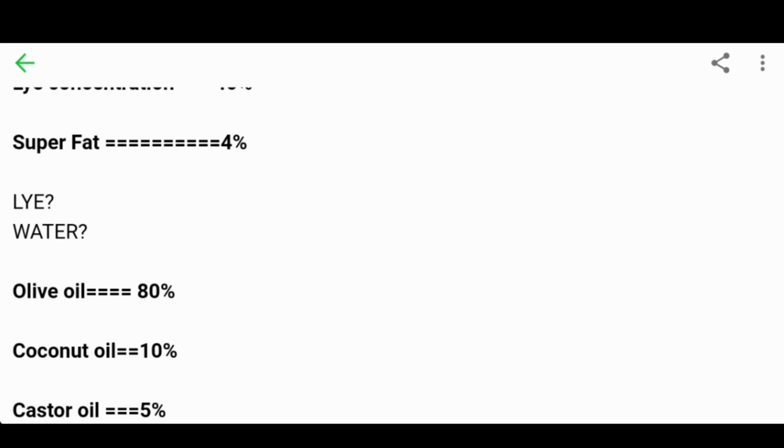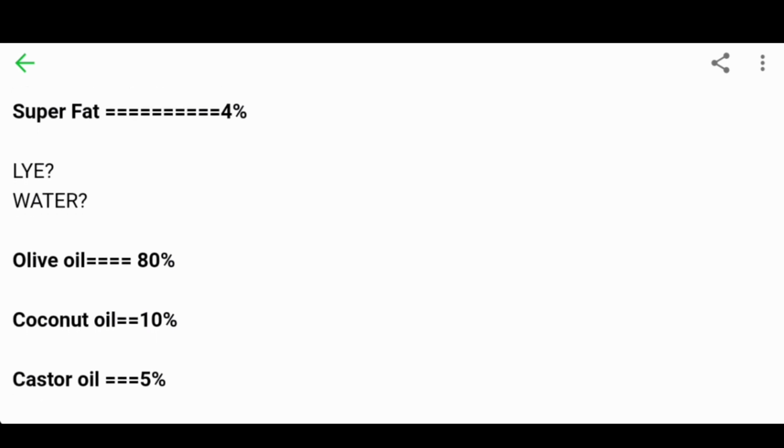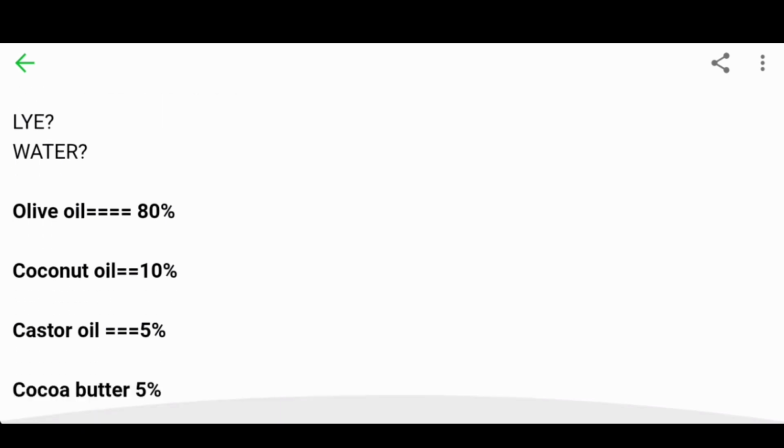Now we have our lye here where we put a question mark. We're yet to ascertain the amount of lye that goes into this recipe and the amount of water that we need to go into this recipe. This is what the soap calc will help us to calculate. So what I do is I write down my soap recipes first. I've chosen to use these oils. I chose olive oil, coconut oil, castor oil, and cocoa butter.